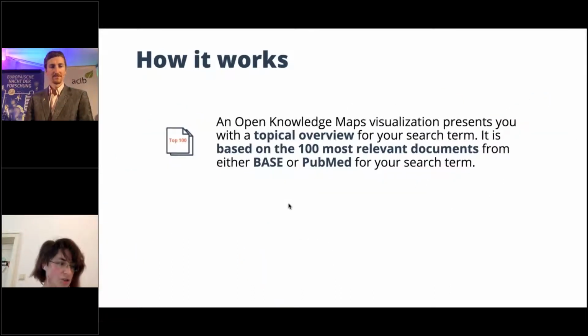Here is how it works in a nutshell. Open Knowledge Maps creates the maps based on the 100 most relevant documents for your search term. Relevancy is defined by the two search engines that are used, and basically this means subject similarity between the search term that you have entered and the metadata or the information of the documents.